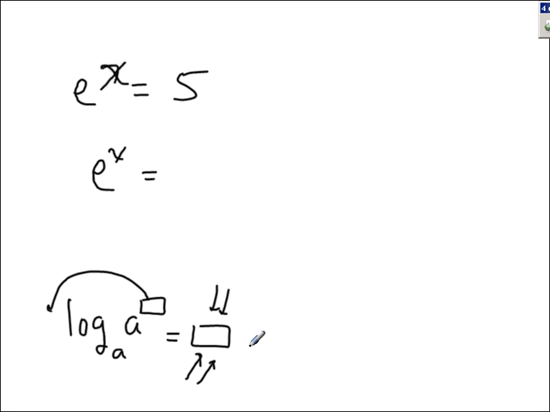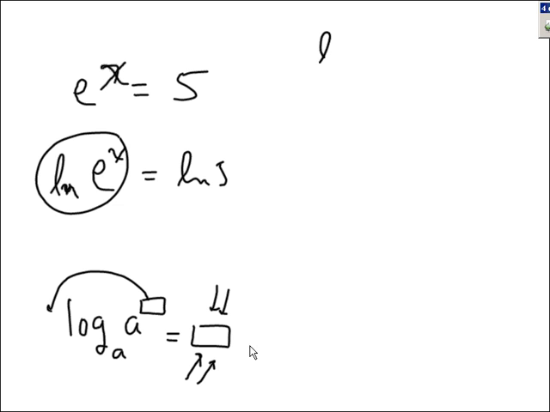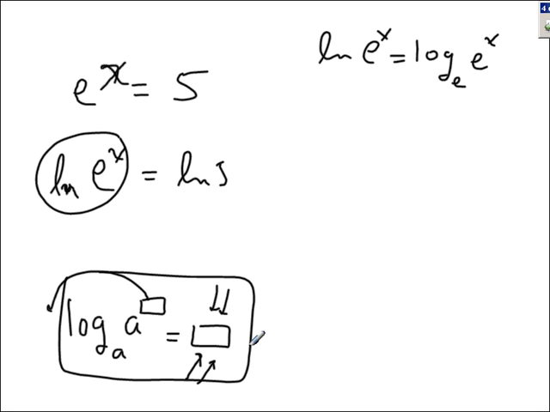Okay, so if we take ln of both sides, let's look at the left side a little bit more closely. Remember, ln is shorthand for log base e. And we have this theorem down here that if these two match, then the answer is the exponent. So that's just x. So we're done. x equals ln of 5. That was the benefit of taking ln of both sides.